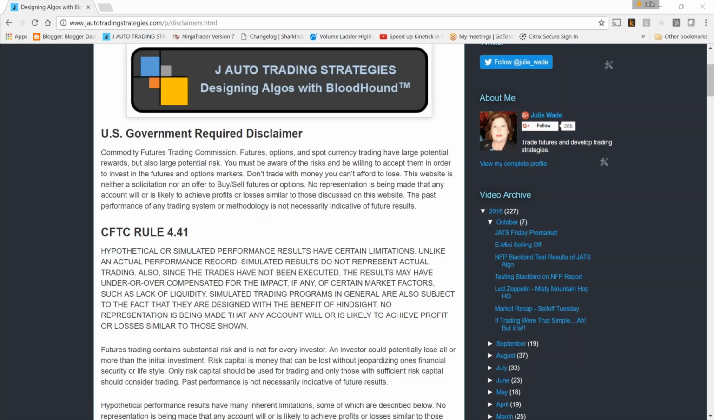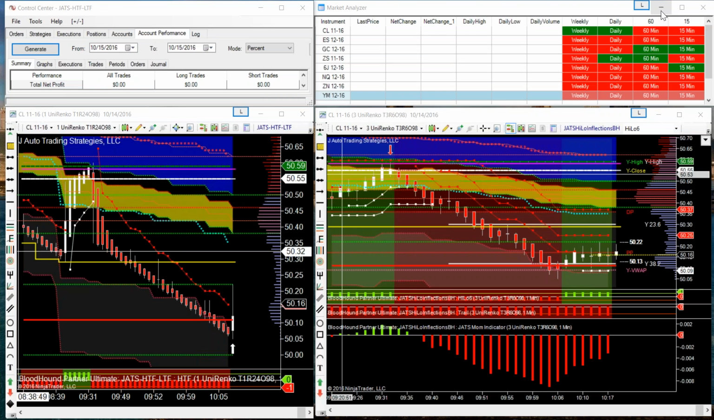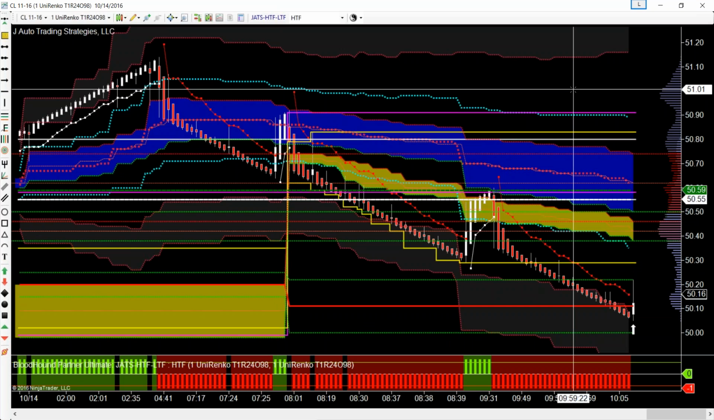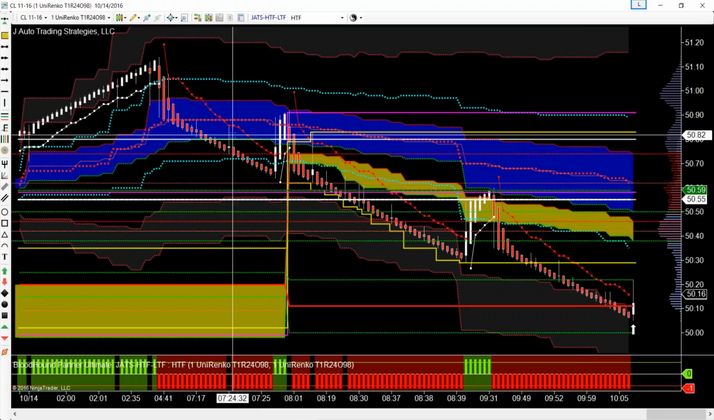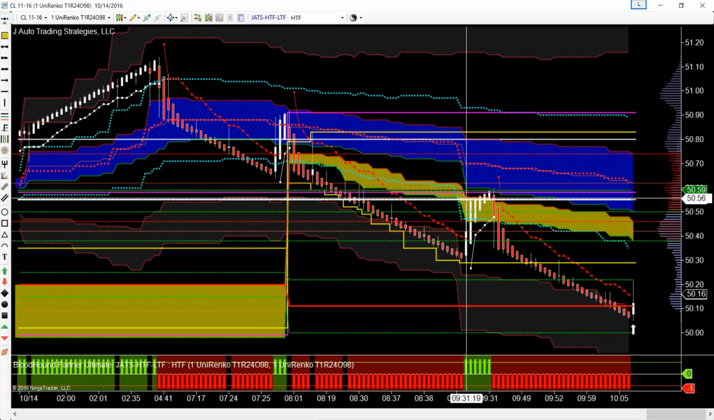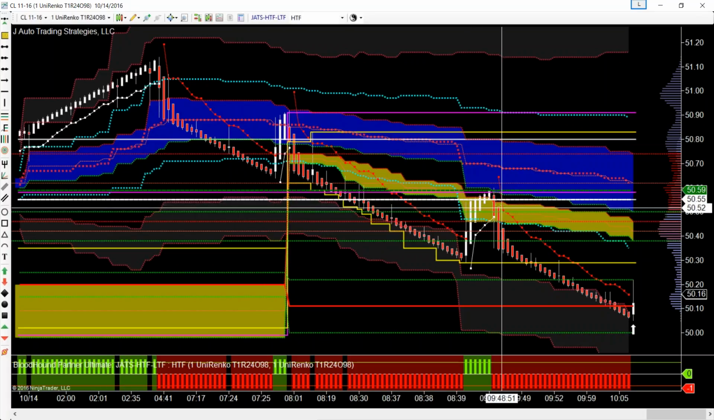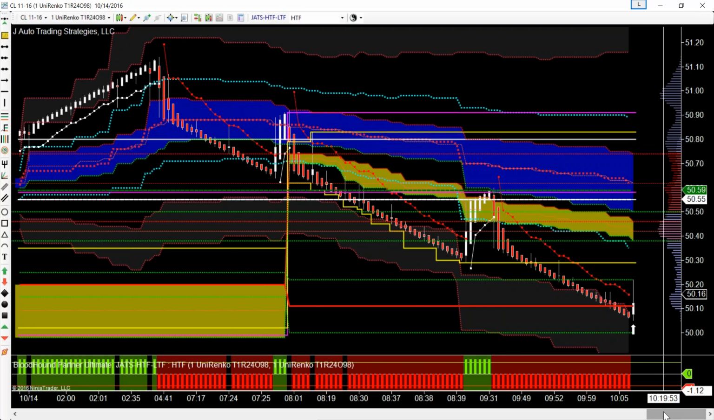Hey, good morning, everyone. It is Saturday, October 15th, and I want to show you my two clouds. Actually, they're not clouds like the Ichimoku or whatever it's called. It's the Globex or non-RTH session blue cloud, 25% value area, and the yellow cloud, RTH session, 25% value area. So I use these clouds to show my pivots if I'm above or below the clouds.